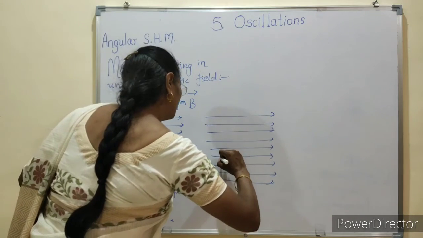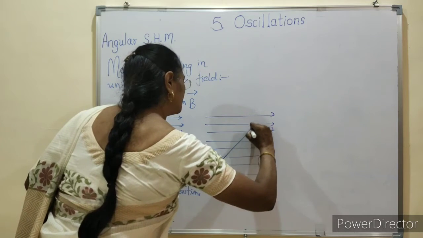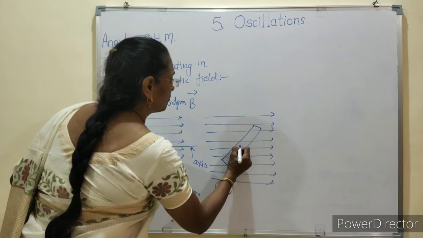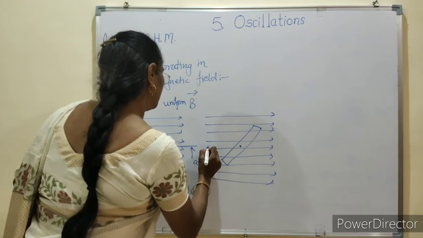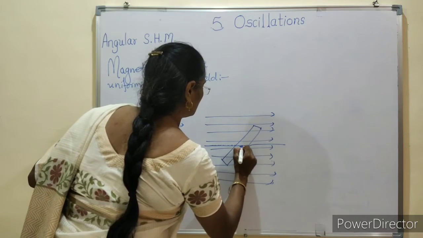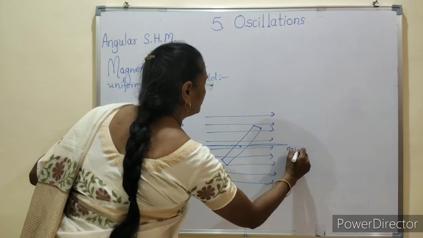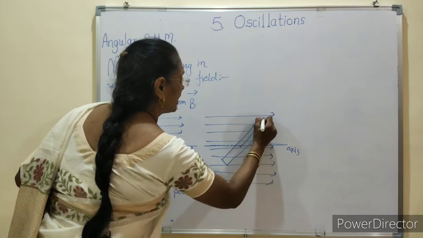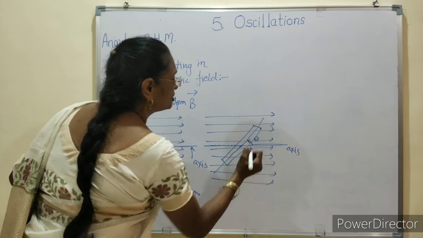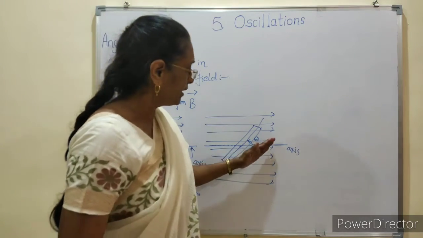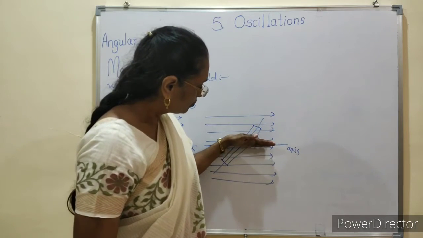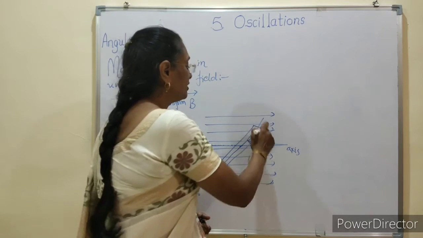And the magnet is slightly deflected from its position. Here the original position is like this. This is the axis. From this original position, the axis is shown in this way. This is the angular displacement. The magnet is deflected, or taken through angle theta, and then released.